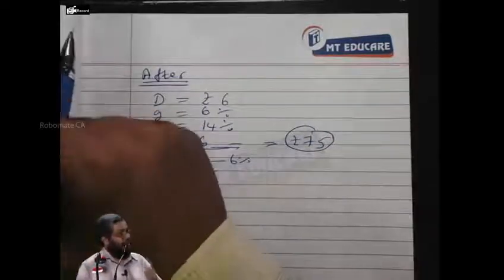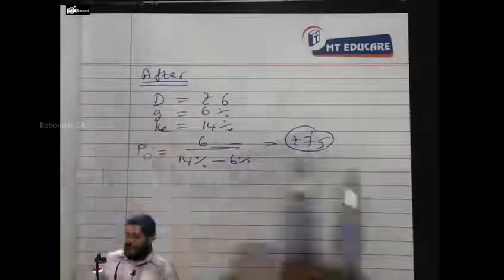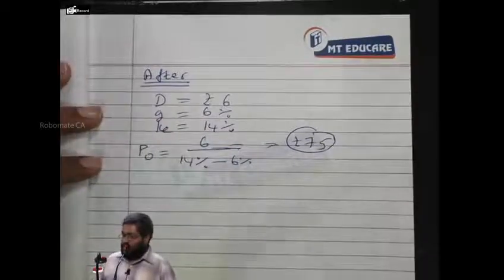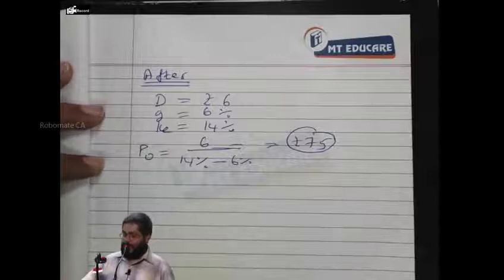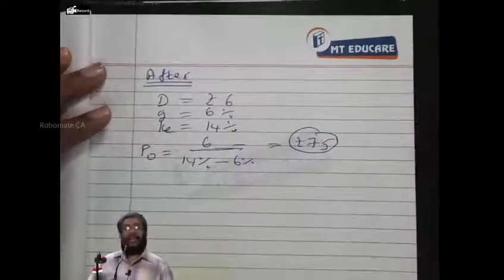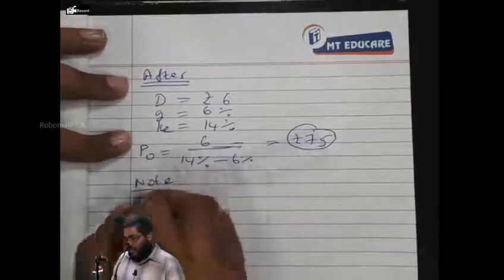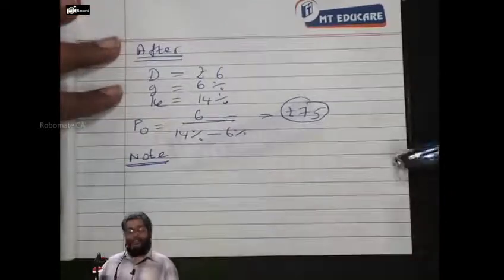You have to go deeper to know why the share price has dropped from 100 to 75 due to the founder's retirement. The question is, if the two values of P0 are different, comment on why. No need to write this down, I'll discuss it and give you the notes.